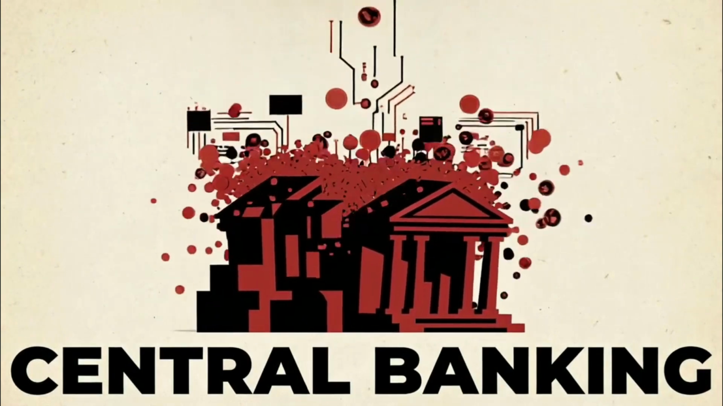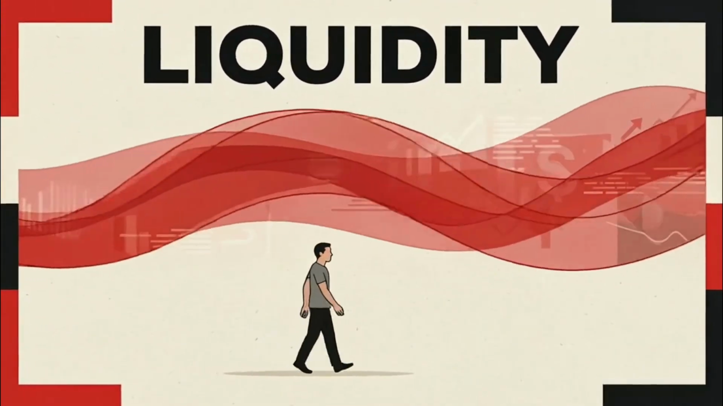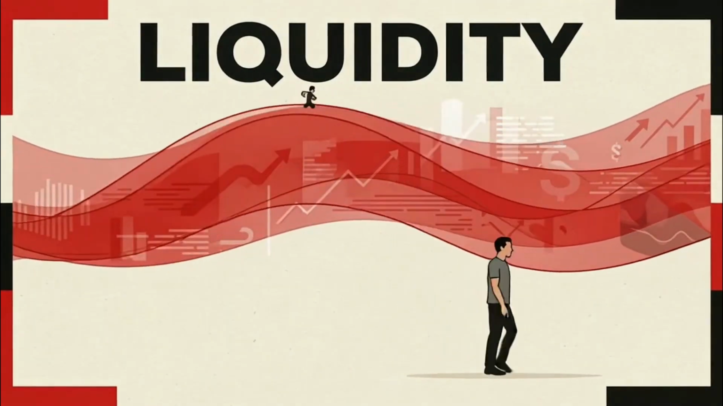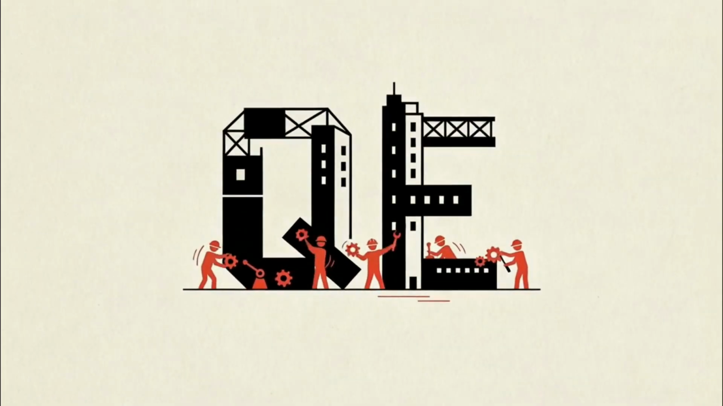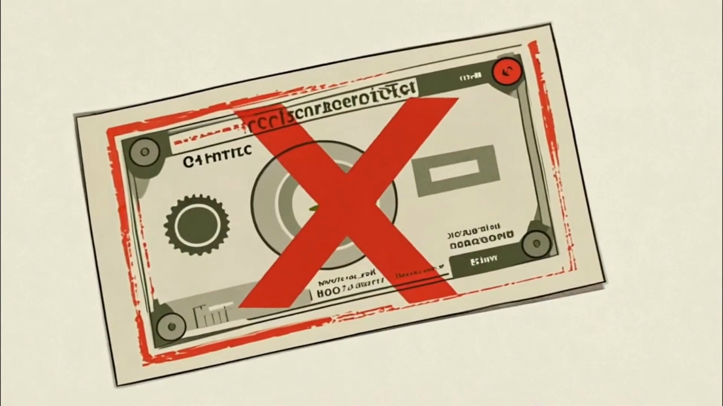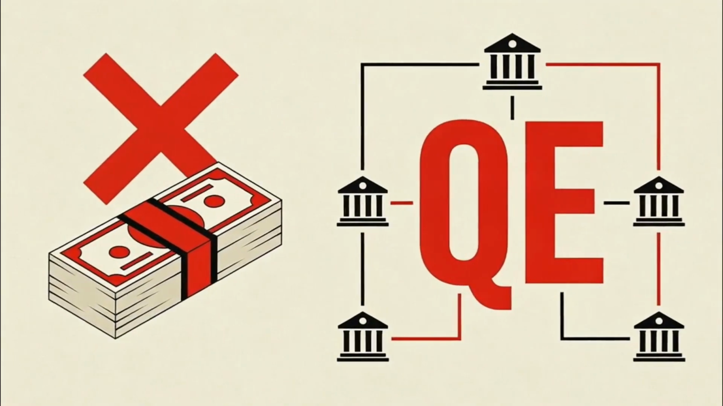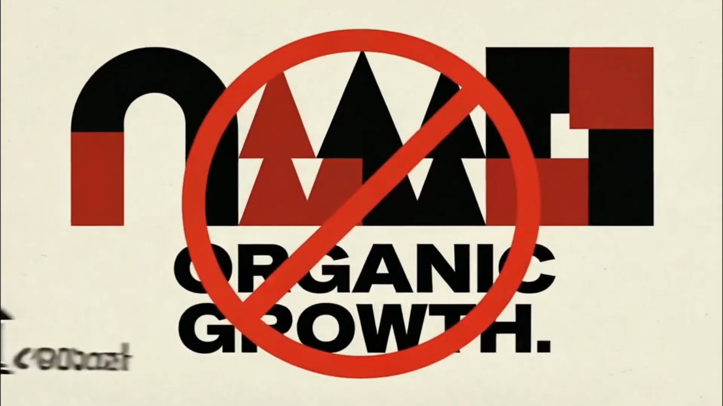What if I told you that sometimes central banks create huge amounts of money, but most people don't even notice it in their daily life? This tool is called quantitative easing, or QE, and many people confuse it with money printing. But they are not the same thing. Let's break it down simply.